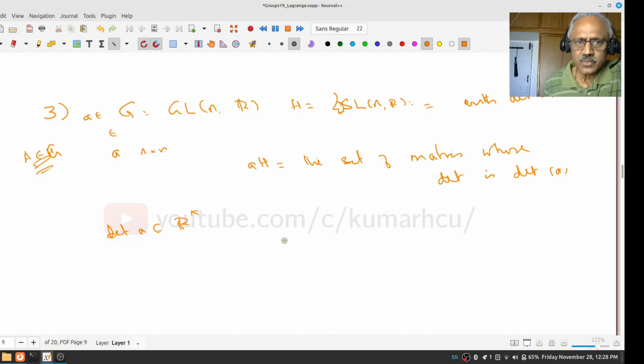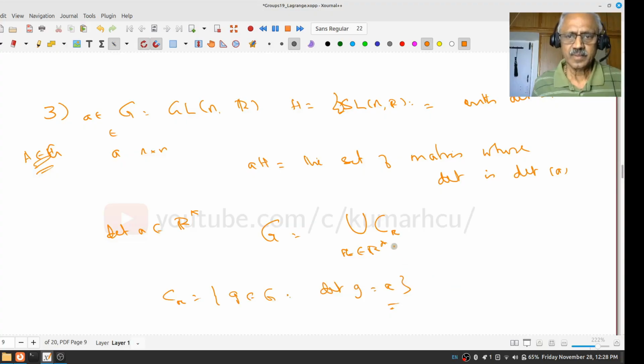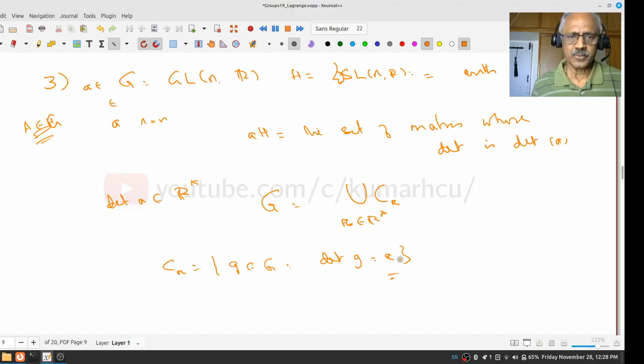Right? So my G is a union of, I can write it as, let us say, C_r, where r is in R star. And what is C_r? C_r is the set of all g in G so that determinant of g equals r. Now you can see this is again a partition. So pause, review, proceed.